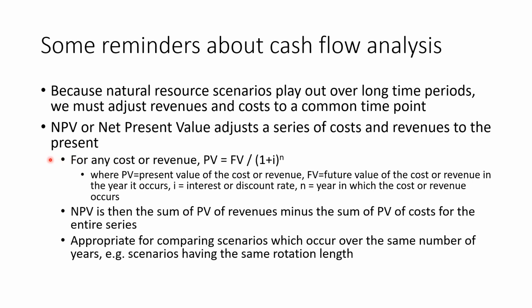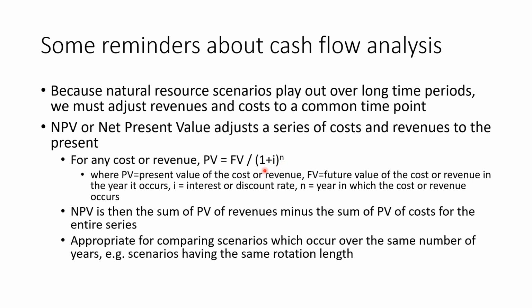For net present value, we adjust all costs and revenues in any particular year to the present by basically taking that cost or revenue, which would be a future value, and adjusting it to the present. Let's say this is a cost or revenue 10 years from now. We take that cost or revenue and divide it by 1 plus i, where i is the interest or discount rate in a fractional sense. So for instance, a 5% discount rate would be 0.05.